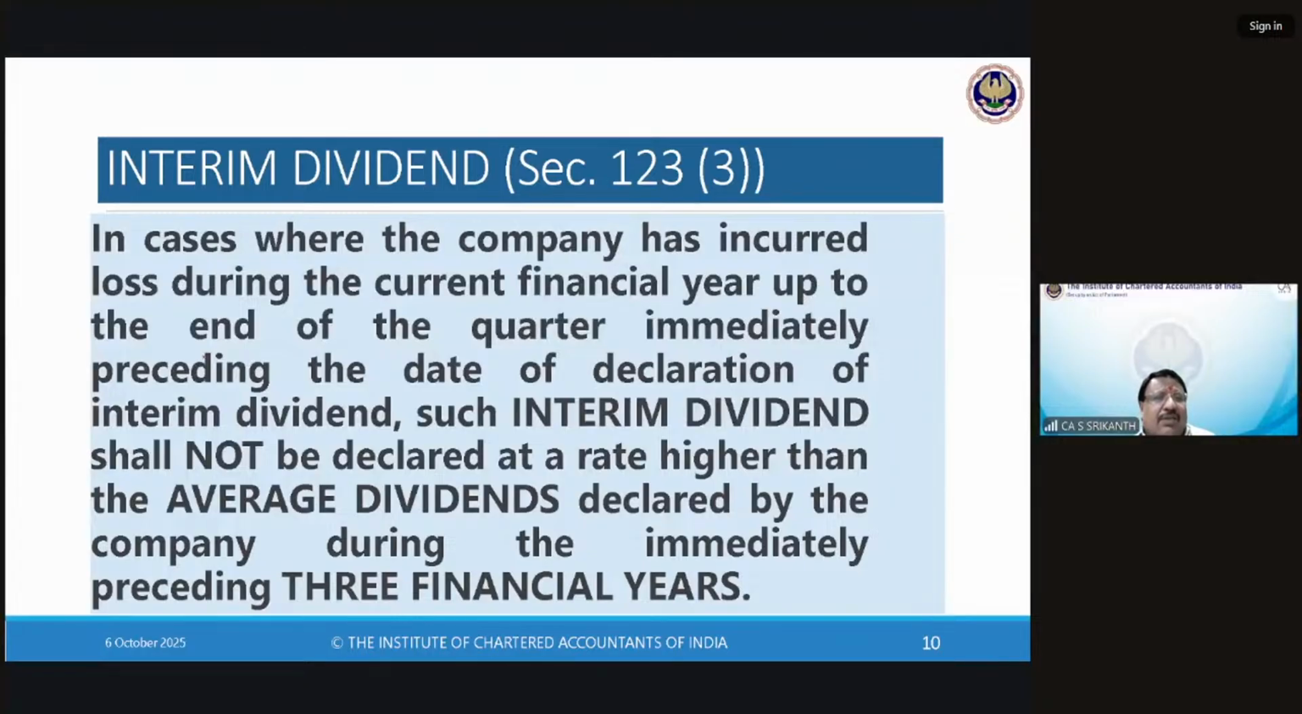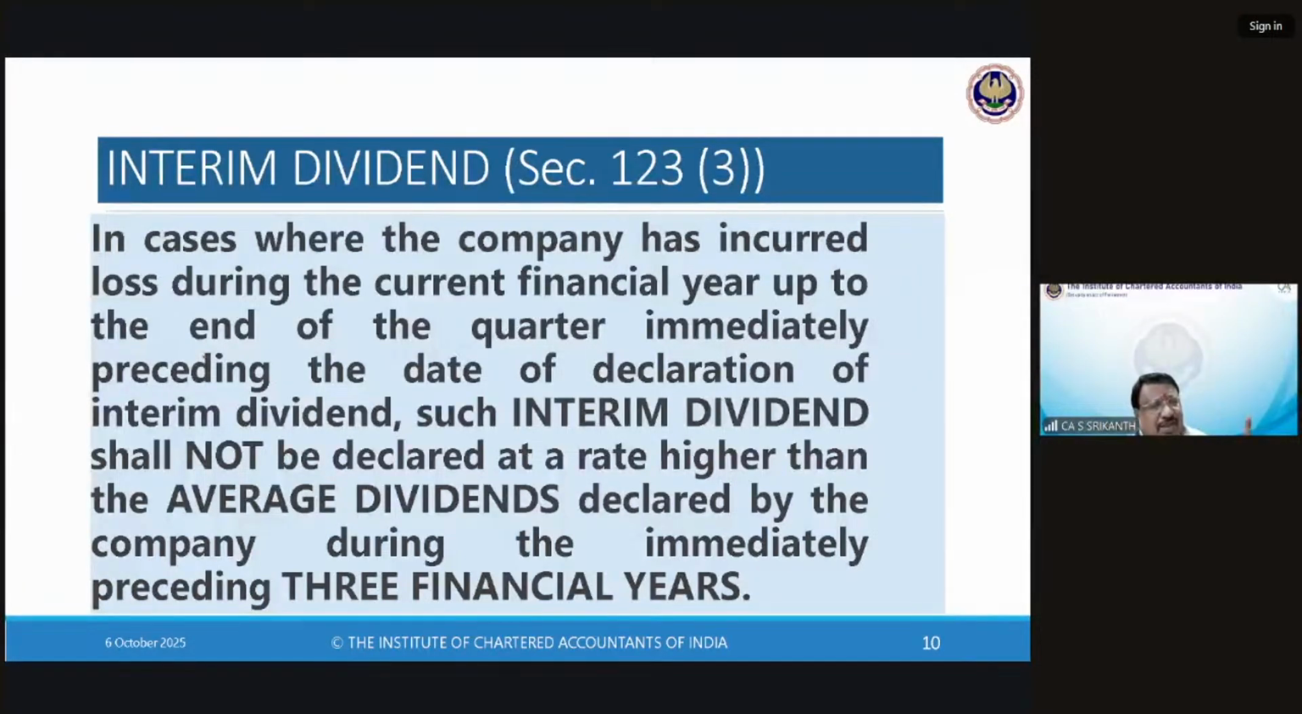Okay, opening balance there. After setting off this loss, there's some amount still left. But then they say, be careful. You cannot declare at a rate higher than the average dividend declared by the company. So they say, go back for 3 financial years and calculate the average dividend rate, and only that average dividend you can declare. See, the idea is when a company is incurring losses, it has to be financially stable to meet its liquidity requirements. Therefore, they say don't squander your money in dividend.